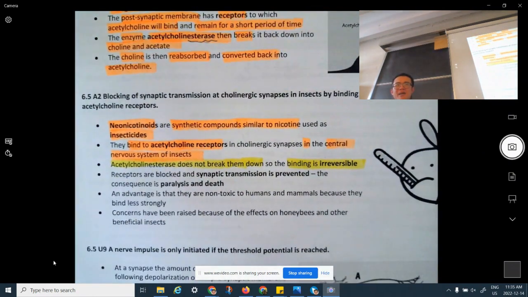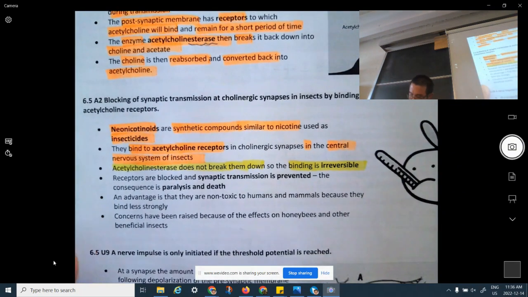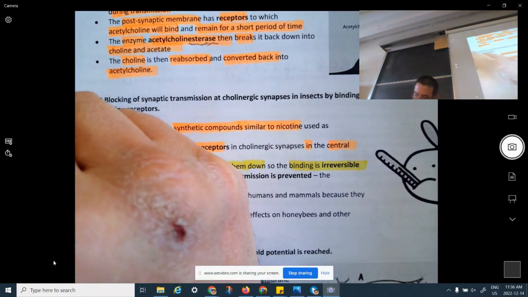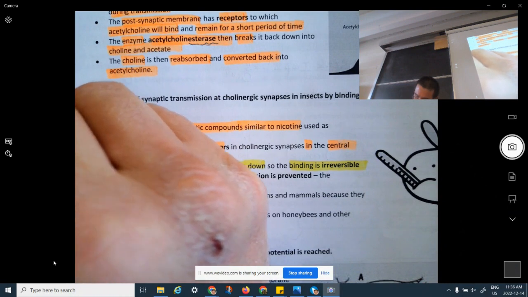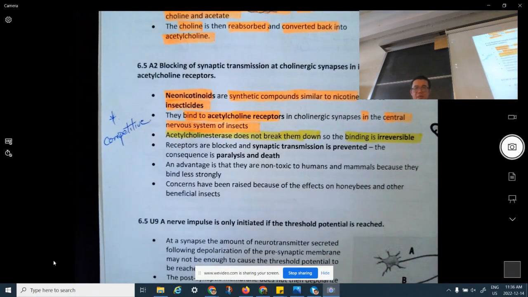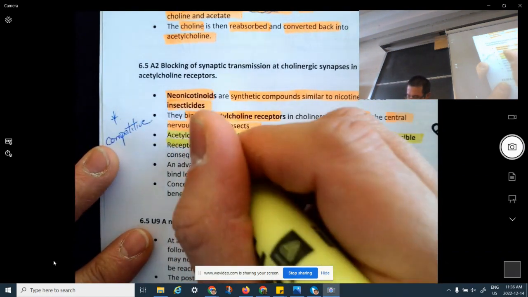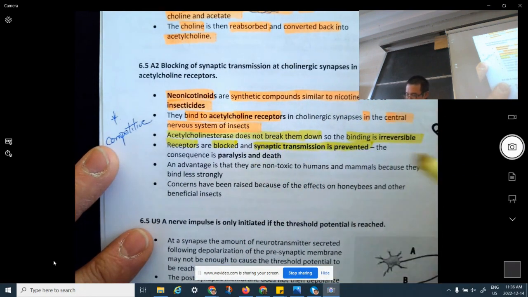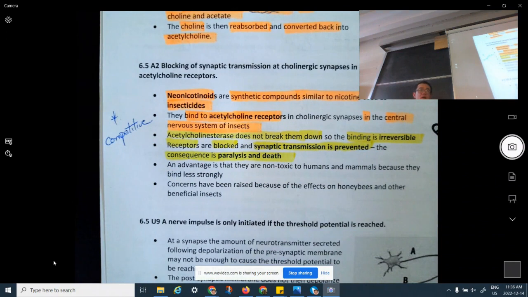So what type of inhibition do you think this is? Going back to your unit 2. You're blocking the substrate by directly taking its spot. Yes, competitive. Thank you. It's a kind of competitive inhibition. So now the receptors are blocked. Synaptic transmission is prevented. The consequence is paralysis and death of the insect.